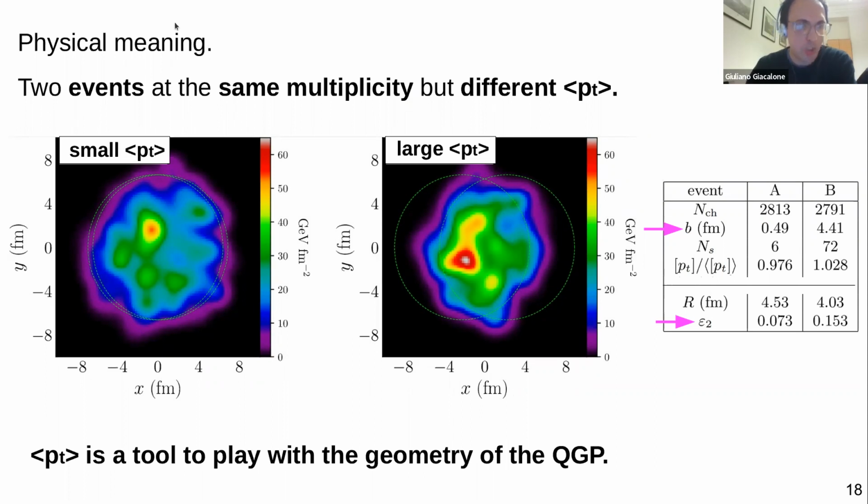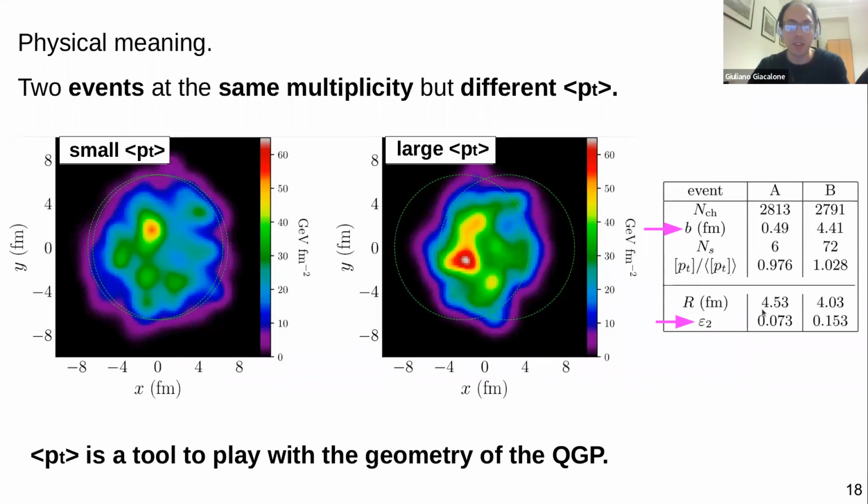Let's see what this observable means, what is really encoded in the role of mean PT, which means that you can take two QGPs. These are two initial conditions at the same final state multiplicity, n charge. So same entropy if you want, but then you take one with a very small mean transverse momentum compared to average, the other with a much larger one. As I said, small mean PT means lower density and larger volume, and large mean PT is a denser system with smaller volume. Here you see the effect of changing mean PT. So it's really a thing that plays with the geometry of the QGP, and it clearly has a correlation with epsilon2, which is the anisotropy of the system.